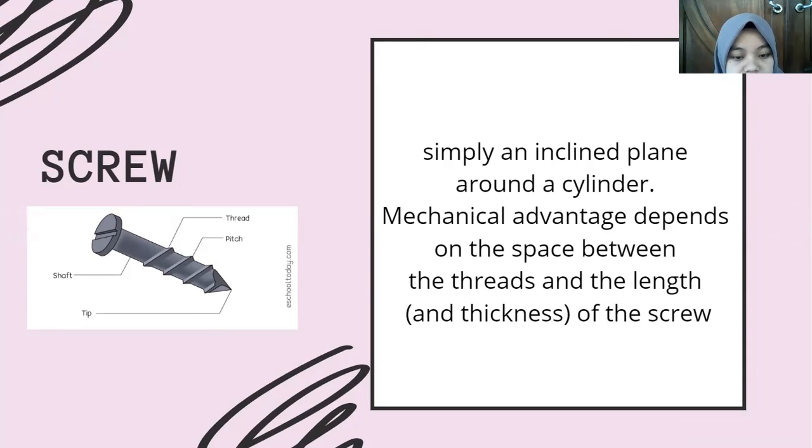Screws are useful for holding things together, and they can pull or push an object together. A screw can also be used to lift heavy items and tighten things. The mechanical advantage of the screw depends on the space between the threads and the length. The closer the threads, the greater the mechanical advantage. It's easier to drive the screw into an object if the thread spacing is smaller. It takes less effort but more turns.